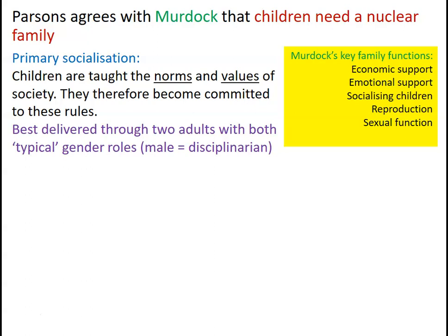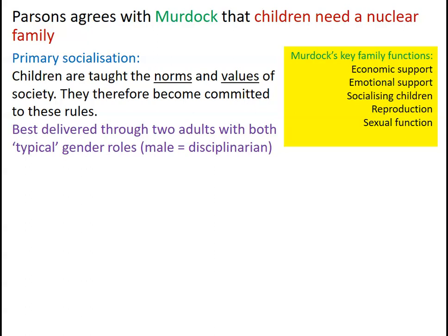And Parsons argued that this was best delivered through two adults with both of the typical gender roles within the home. Again, Murdock also argued that: male breadwinner, female housemaker and carer. In terms of primary socialization, functionalists would see the male as typically the more disciplinarian figure, providing most of the discipline, whereas the female would provide much more of the care and the emotional support side. So Parsons argued that you need two adults of both sexes in their typical gender roles. The male role model can teach the boy how to be a man, the female can teach the girl how to be a woman, and they can also get that balance of disciplinarian and emotional support from both genders. So that's primary socialization.